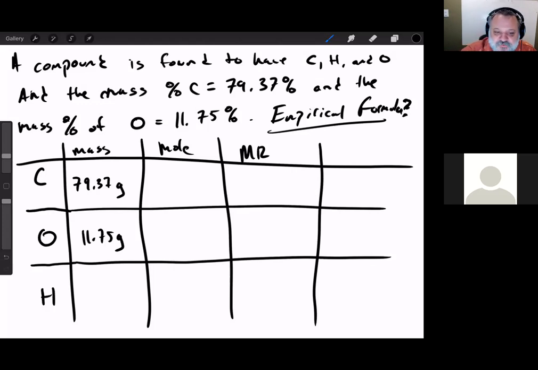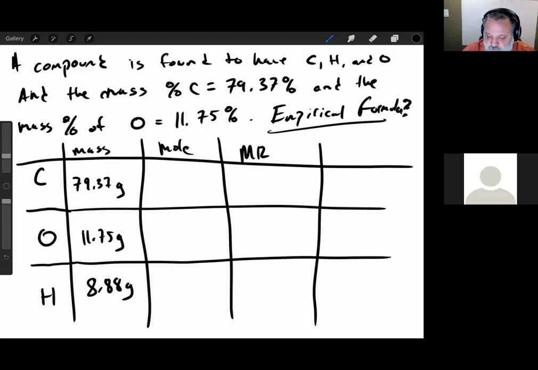by subtraction. So 100 minus 79.37 minus 11.75 is what's remaining, 8.88 grams of hydrogen. And so that's how you sort out the last little bit if I give you mass percent compositions. Everything has to add up to 100.